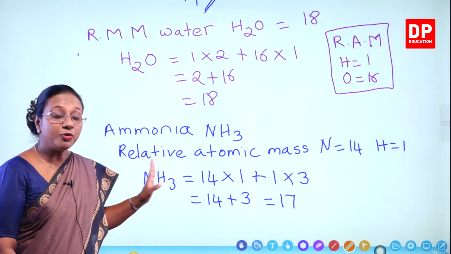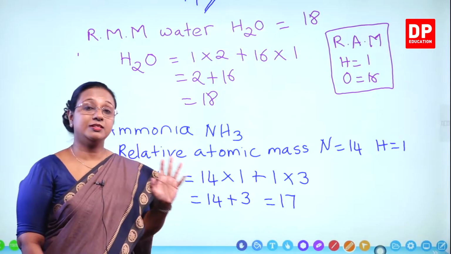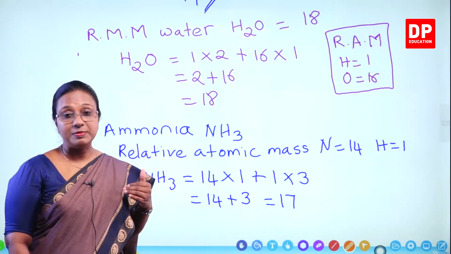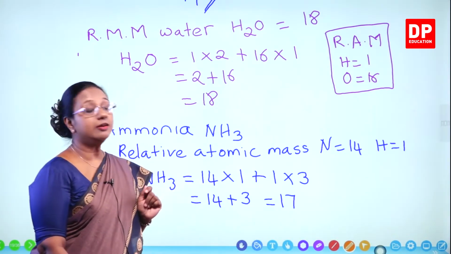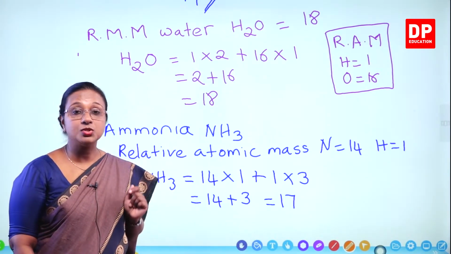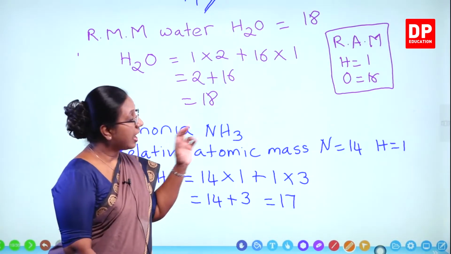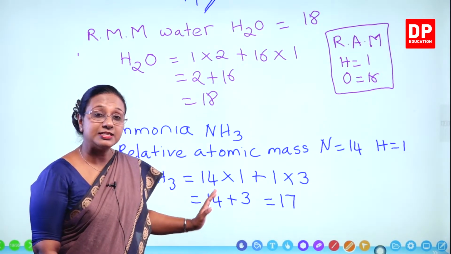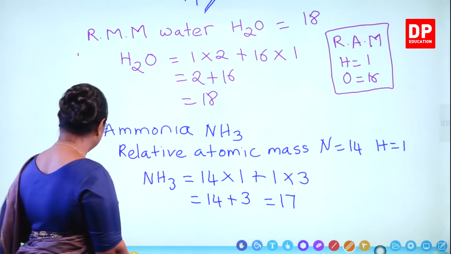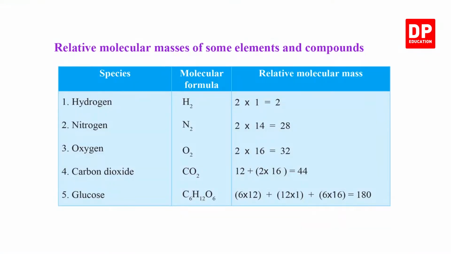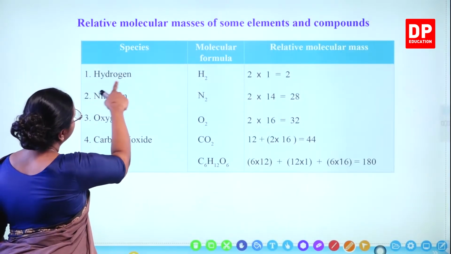So, it is easier than using the full normal basic equation, since we already know the relative atomic mass values. I am sure now you can understand both the methods. We will look at some more examples: relative molecular masses of some elements and compounds. So here you can see the first one, hydrogen.